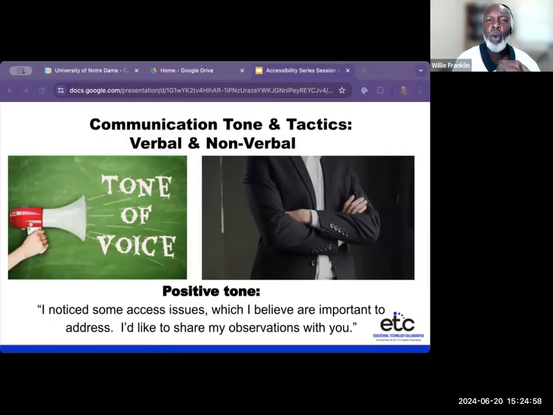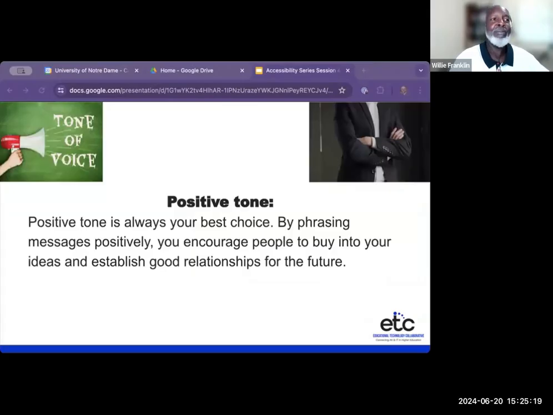So you definitely want to have more of a positive tone. And by that, I think this statement really articulates it well from a standpoint of say, hey, I've noticed a couple of access issues that I believe are important, and I'd like to share those with you. So again, you're calling people into the conversation, right? Versus calling them out for any aspect of inaction, if you will. So your positive tone is always going to be your best foot forward, because you're looking to build rapport with your group of stakeholders, and you're looking to keep that level of engagement every single time.